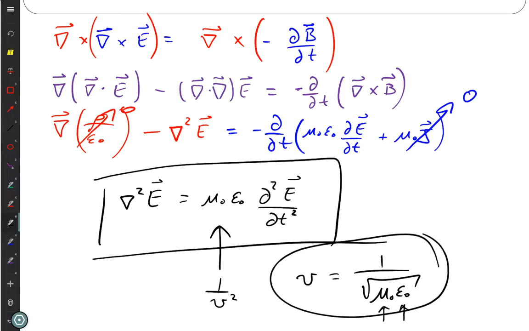But the derivation, I only did it for vacuum. If you did it in another material, it still works out. So the outcome of this is that electromagnetic fields can support waves. Okay.